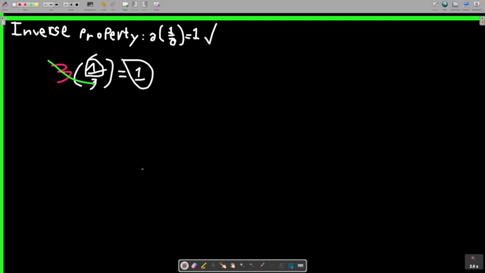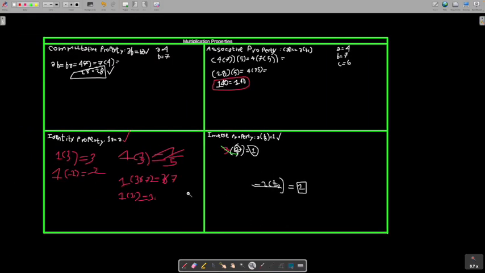And this does work with negative numbers too. Negative 2 times 1 over negative 2. These cancel out, and then you'll be left with 1 always. So any number times its reciprocal is equal to 1. Kind of like the addition property, which is a plus negative a equals 0. So those are the 4 properties of multiplication.